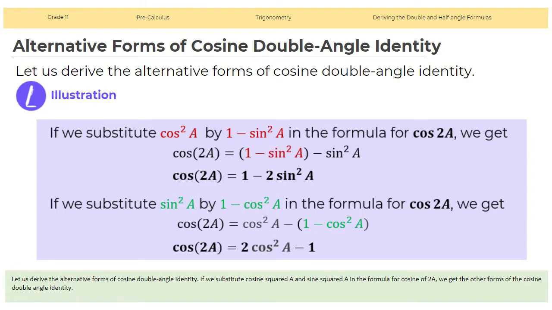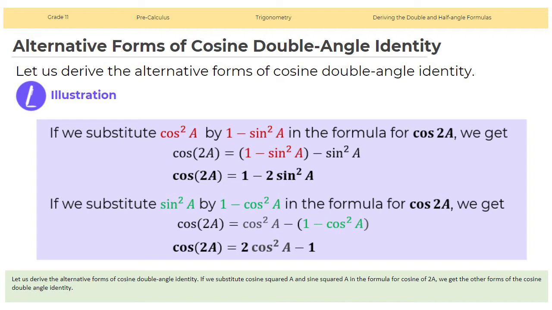Alternative forms of cosine double angle identity. Now, let us derive the alternative forms of cosine double angle identity. If we substitute cosine square a by 1 minus sine square a in the formula for cosine 2a, we get cosine 2a equals 1 minus sine square a minus sine square a. So now, it will be cosine 2a equals 1 minus 2 sine square a.